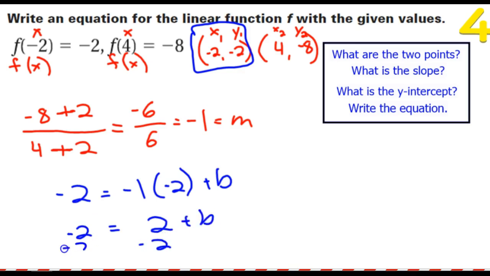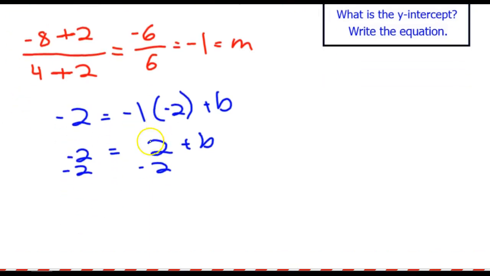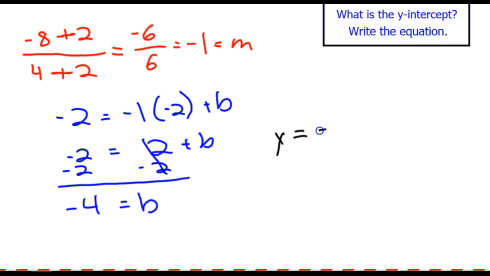Subtract 2 from both sides. Negative 2 minus 2 is a negative 4. Negative 4 equals b. So our equation then is y equals negative 1x minus 4.